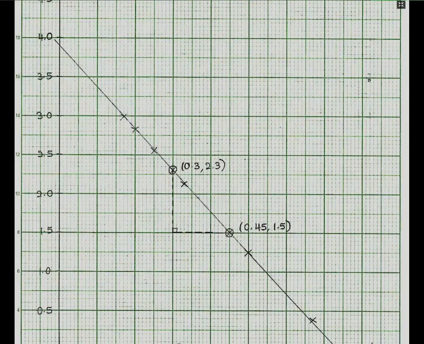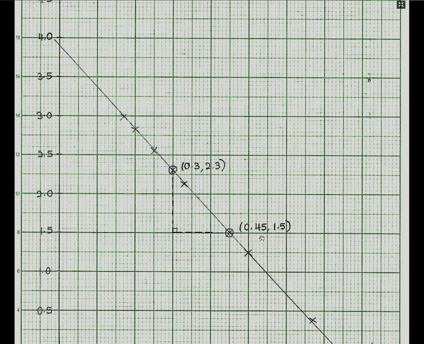Let me zoom in some more and scroll down. As you can see here, I've chosen two new points in order to calculate the gradient of the straight line. The first point is 0.3, 2.3, and the second point is 0.45, 1.5, and then I form a triangle. To calculate the gradient, y2 minus y1 will be 2.3 minus 1.5, and I divide by x2 minus x1. In this case, my x2 will be 0.3, and my x1 will be 0.45.